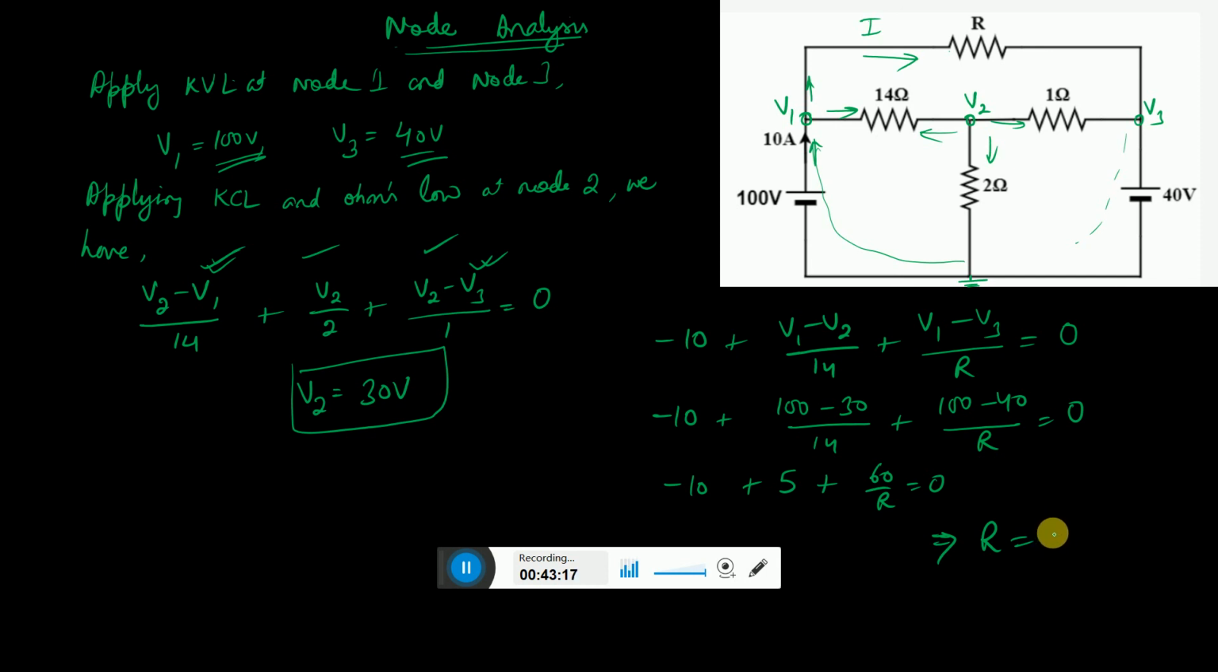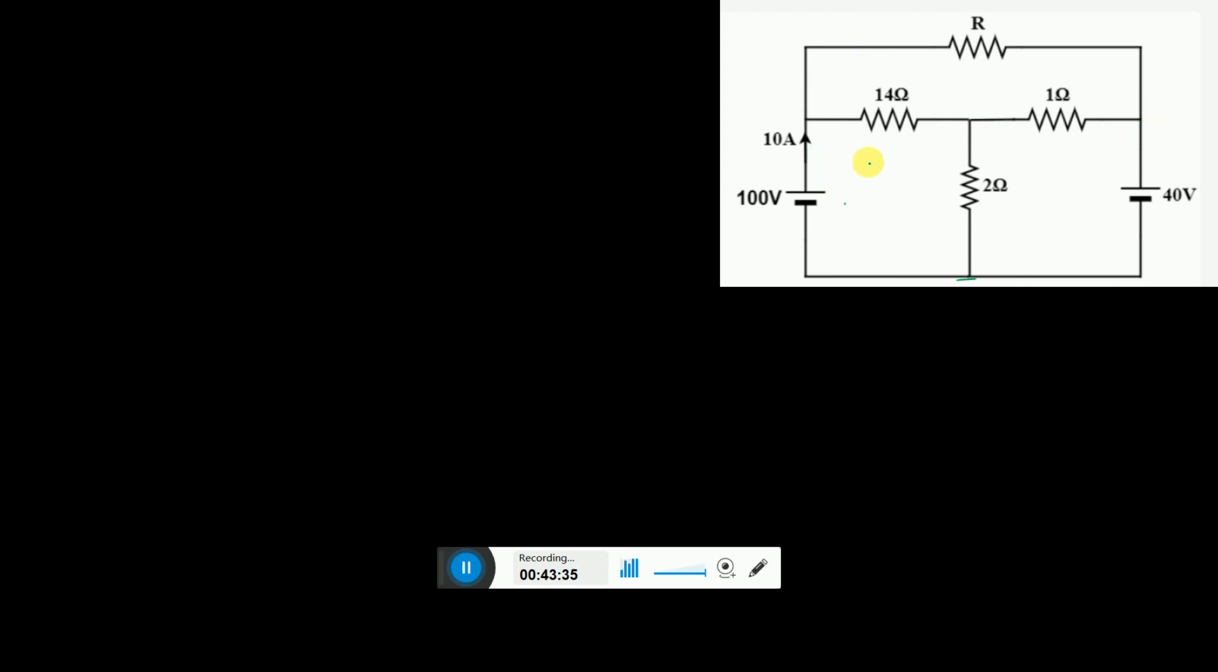It's coming around to 12 ohms. So we get the value of R very quickly by using node analysis. Now, if somebody asks in the question to solve it using mesh analysis only, then the problem arises, and in that case you have to use mesh analysis. So you choose three currents in the mesh analysis: current 1, current 2, and current 3.